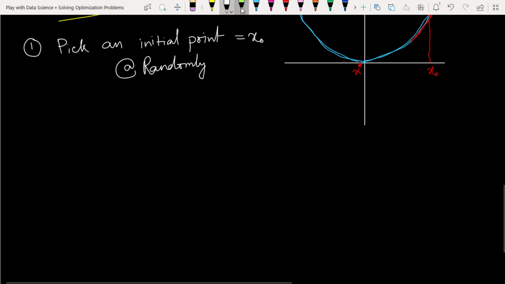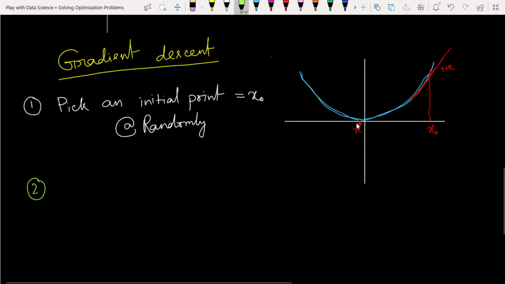Now in the next step, in the second step, we have to compute a point that will be closer to this minimum optimal point. So we have to pick a point such that it lies between x star and x naught. Let's take this point here. What will be the slope here? At this point the slope will be this one.